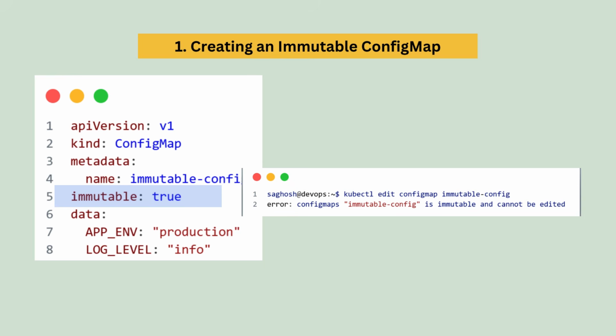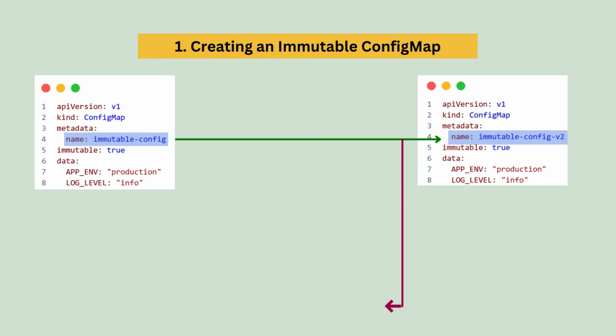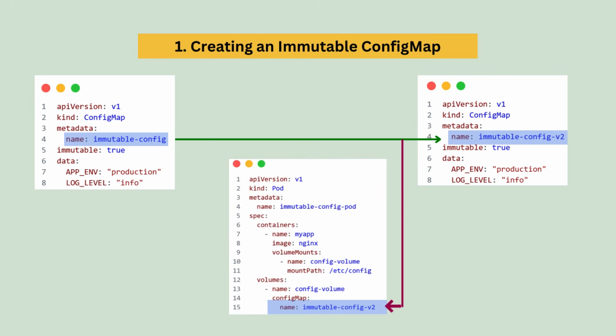Since this config map can't be modified, the only way to update its value is to create a new config map and update your pods or deployment to reference the new one. This is useful when you want to prevent accidental edits and ensure your configuration stays fixed once deployed.